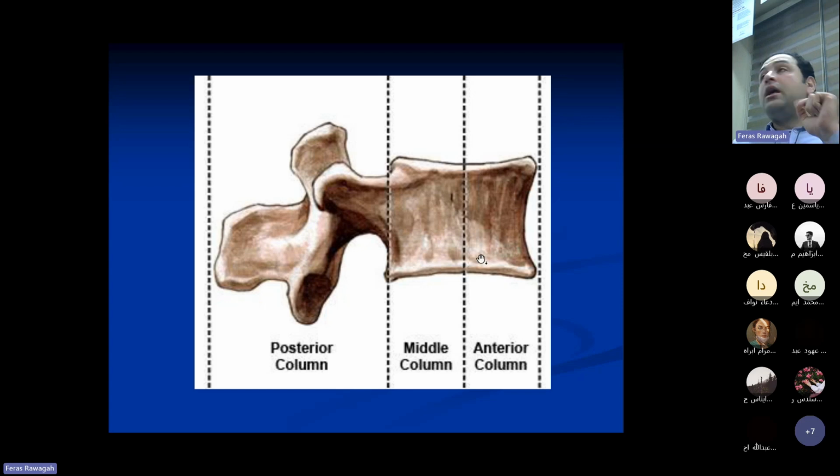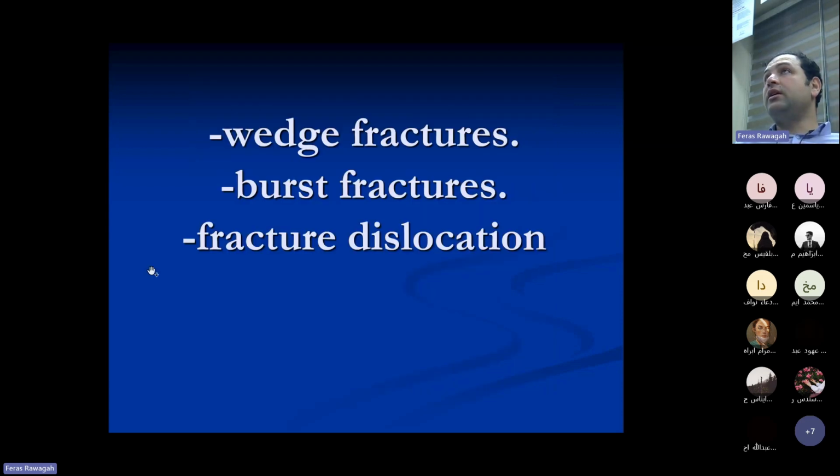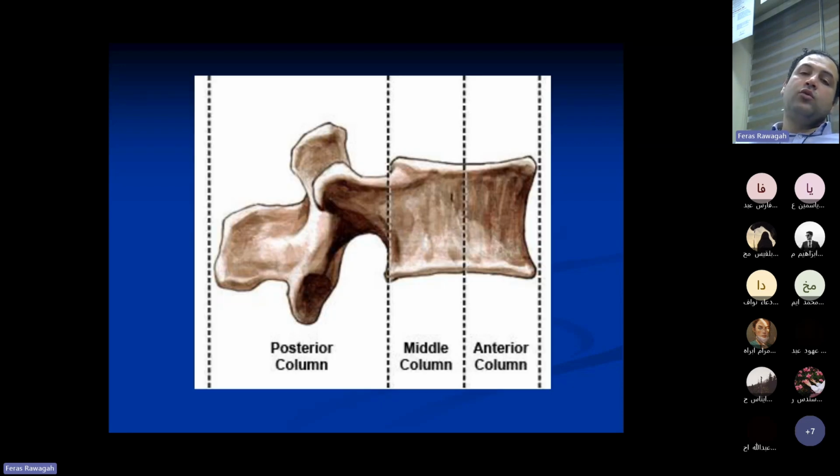Again, now, if the patient has just anterior column injury alone, this is called wedge compression fracture. If the patient has anterior and middle column fractures, this is called burst fracture. If we have the whole three columns, this is usually fracture dislocation, okay? So wedge fracture, burst fracture, fracture dislocation. This is the easiest way to classify a spinal injury and to tackle whether it's stable or unstable.